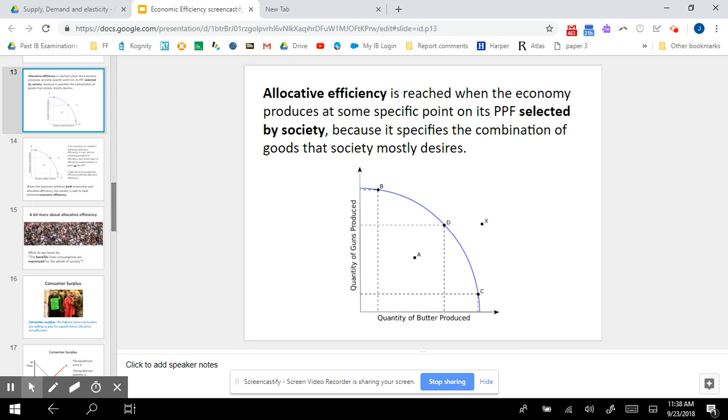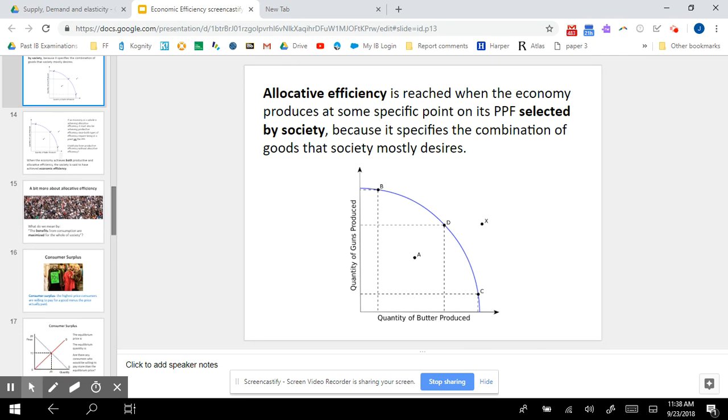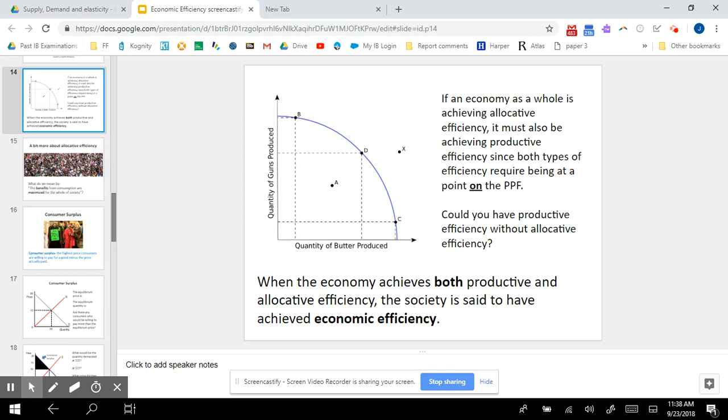So as I was hinting at before, allocative efficiency is reached when the economy produces at some specific point on its PPF selected by society, because it specifies the combination of goods that society mostly desires. If an economy as a whole is achieving allocative efficiency, it must also be achieving productive efficiency, since both types of efficiency require being on a point on the PPF.